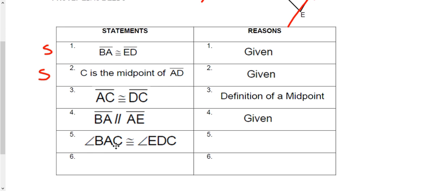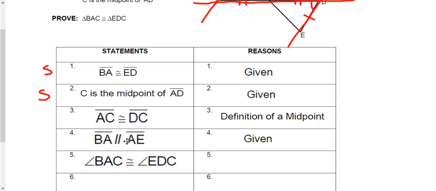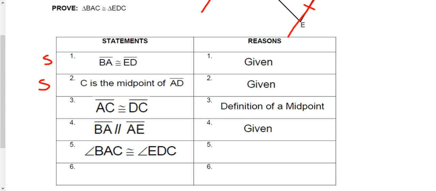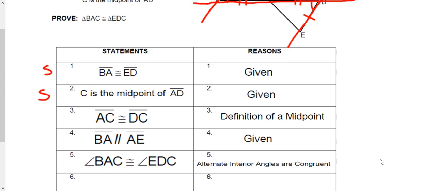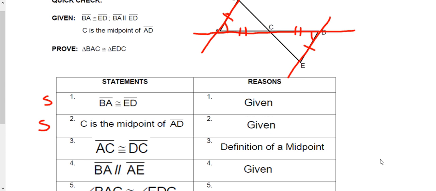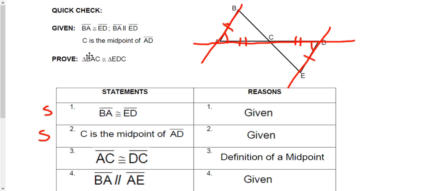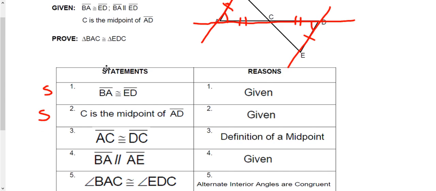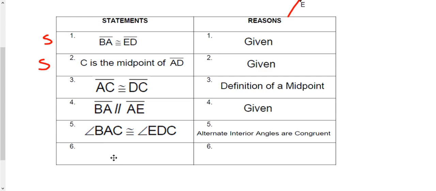And I named it BAC and EDC, but you can see the middle is A and D there. You can look at your picture and check that. And again, alternate interior angles are congruent. So now we're ready to prove these. We've got side angle side, side angle side over here. So the proof statement is right there. Triangle BAC is congruent to EDC by side angle side.